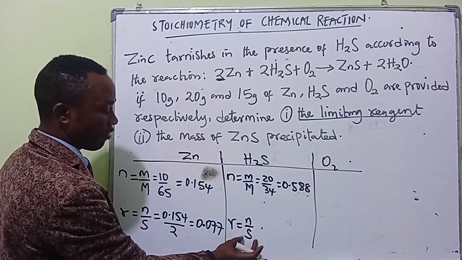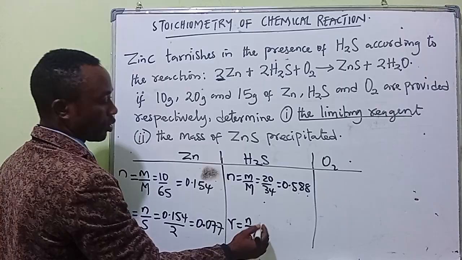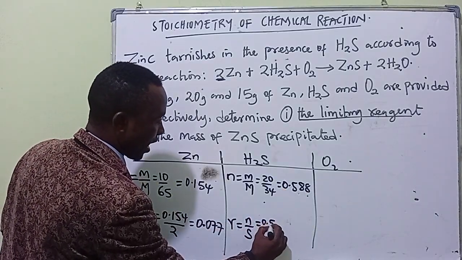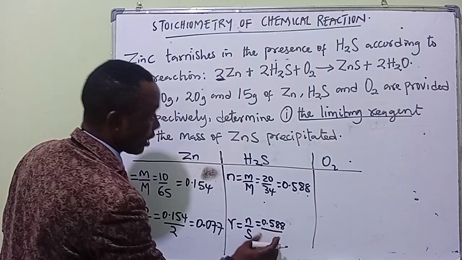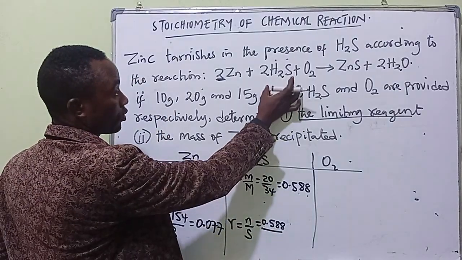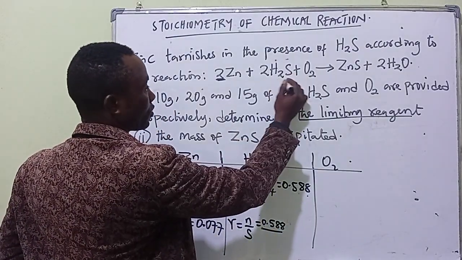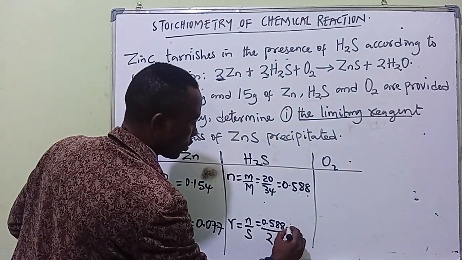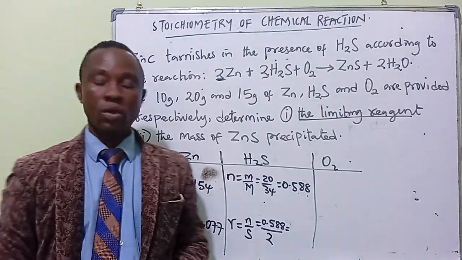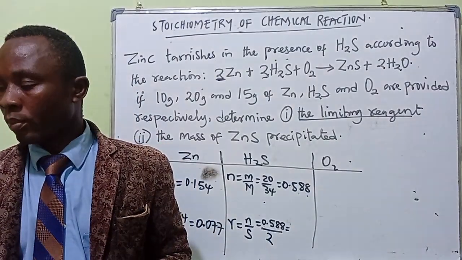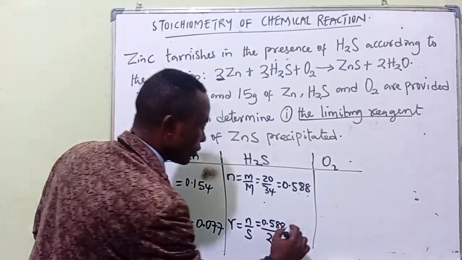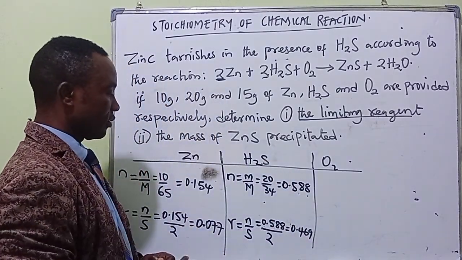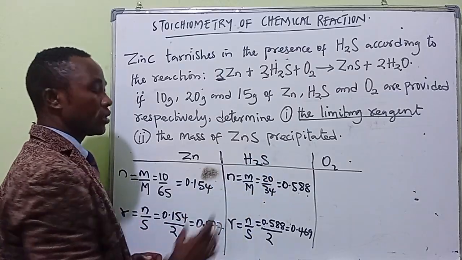Then the ratio of mole R for this hydrogen sulfide will be the number of mole you obtained divided by the stoichiometric number of mole, which is S. The number of moles is 0.588. Then divided by the stoichiometric number of mole for hydrogen sulfide, the number of mole in the balanced equation, which is 2. So this will be divided by 2. When we do the division, we will be getting 0.469. So we have gotten the ratio of mole for hydrogen sulfide.